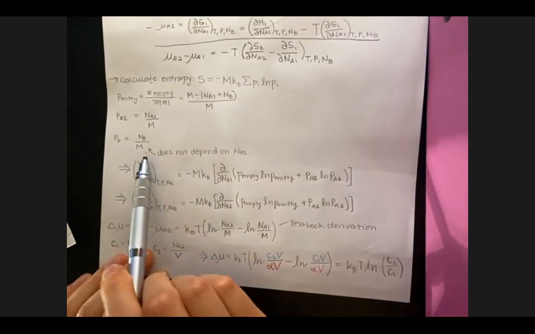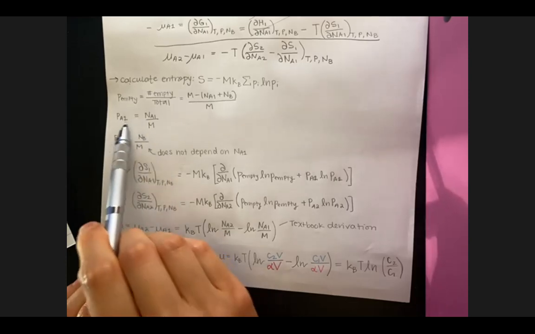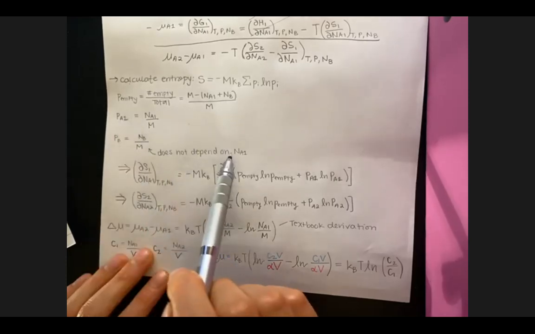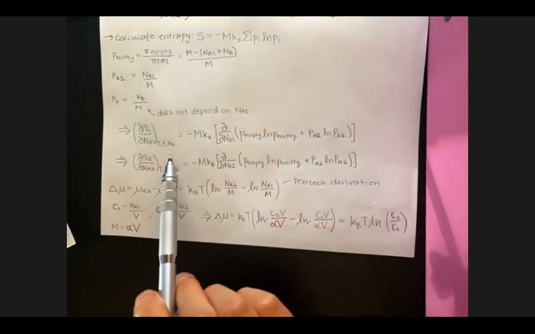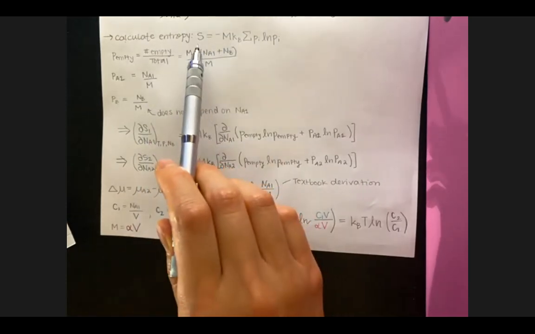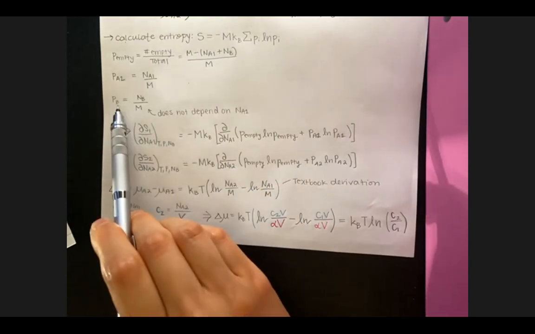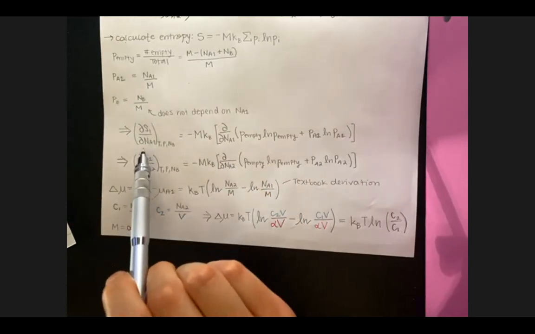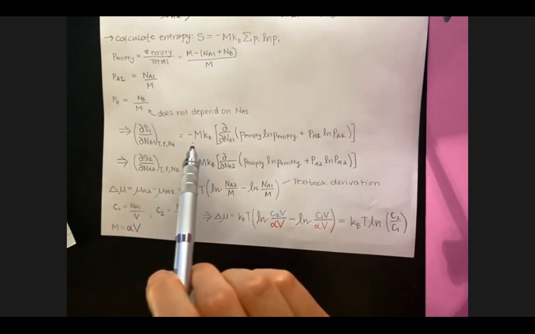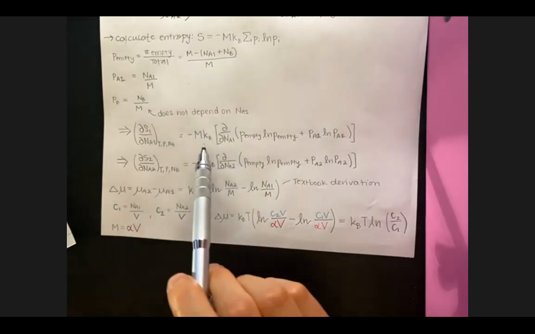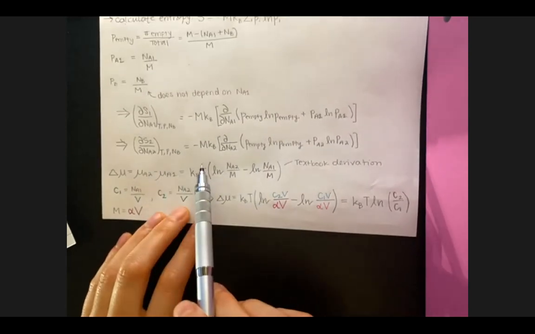Something to note here about the probability of the solvent is that it does not depend on the number of solute molecules. So when we plug in our probabilities for entropy, we don't see the probability of the solvent molecules because we're taking the derivative with respect to the solute molecules. So it doesn't matter here because it does not depend on it, right? So if you plug everything in, this is what you get for each entropy.